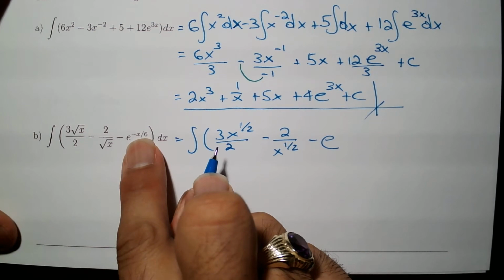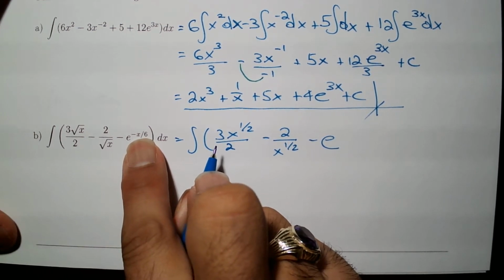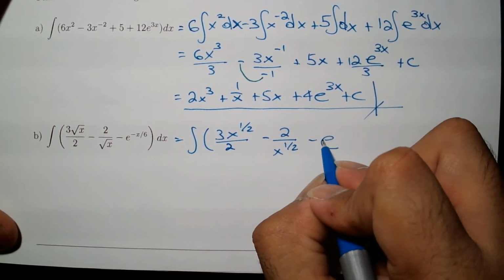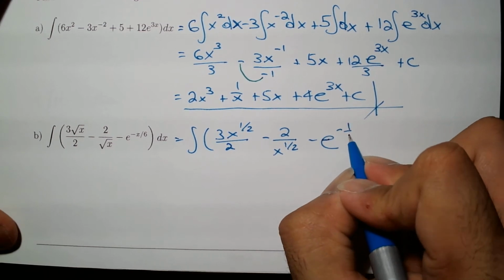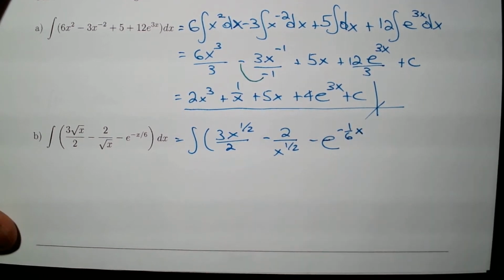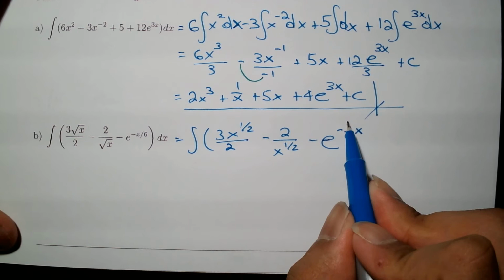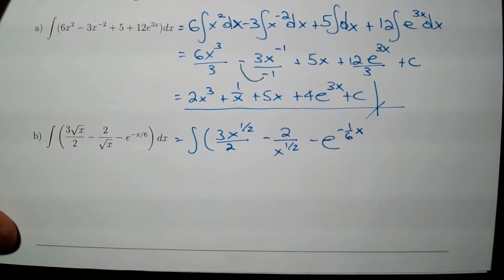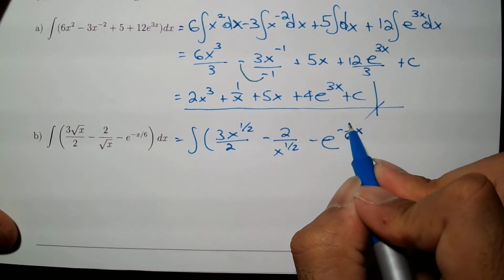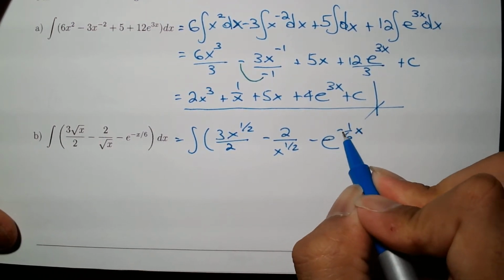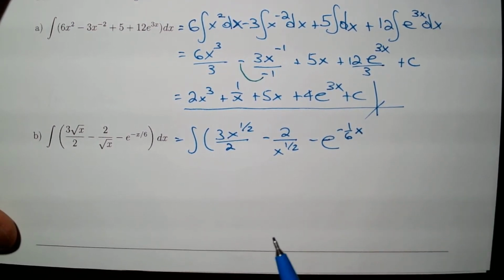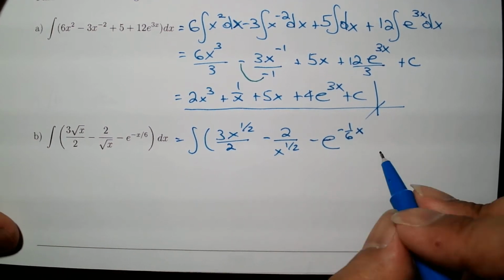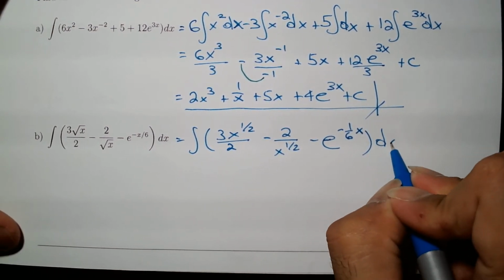Okay, and I'm going to rewrite this exponential: instead of saying e to the negative x over 6, I'm going to rewrite it as e to the negative 1/6 of x, right? That is, multiplying by negative 1/6 is the same as dividing by negative 6. It is the same. And it's going to be better for us to see it this way when it comes to integrating the function. So that times the x.